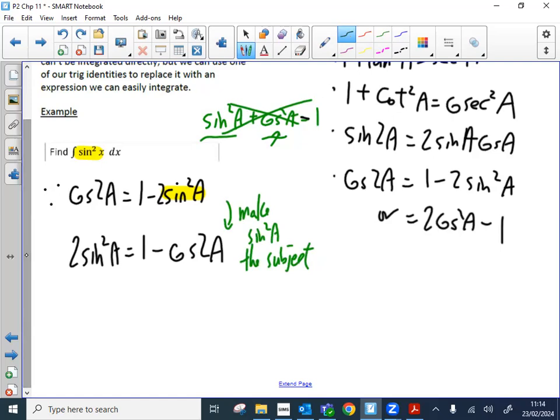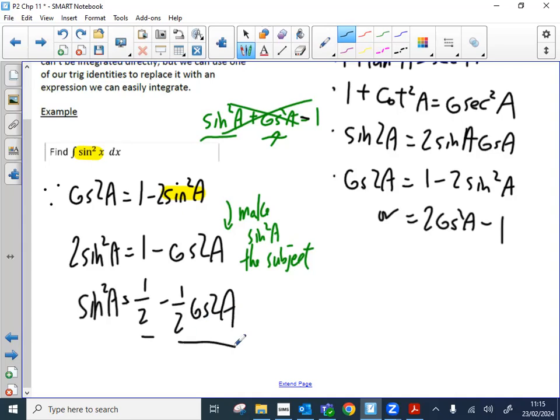So then I'll divide by 2. Now, when I divide by 2, I've got a little trick in here. I'm not going to write everything over 2. I'm going to write 1 over 2 minus a half cos 2a, because when I integrate, having it separately is better than having it as a whole fraction. So a half minus a half cos 2a.